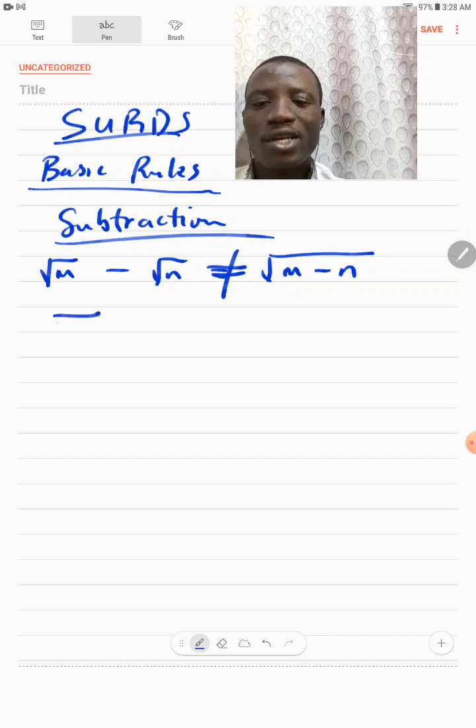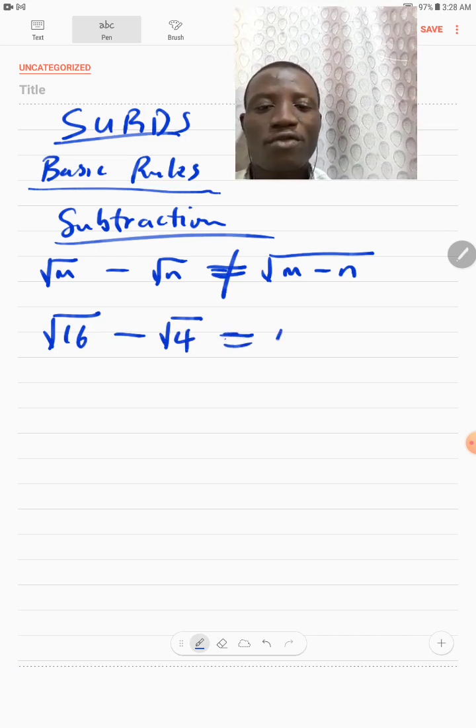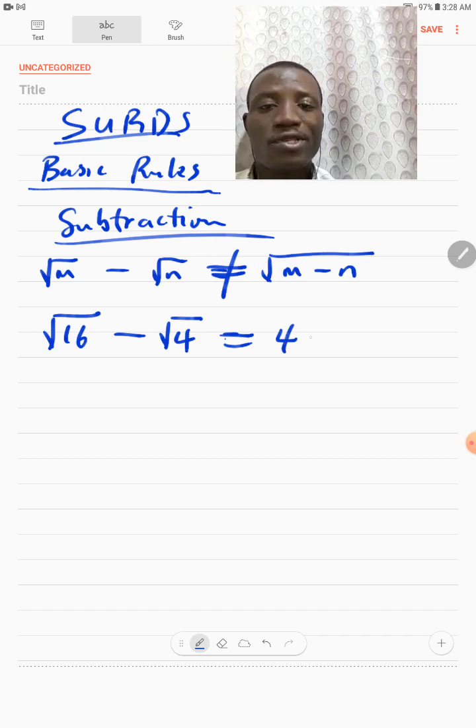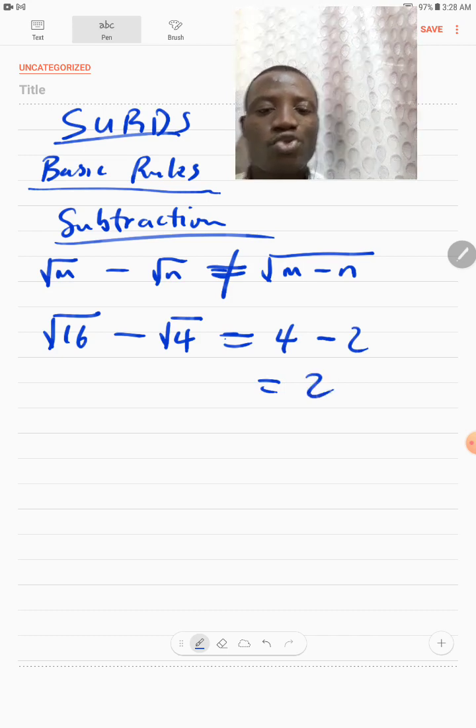And we can actually use the same example, we just switch it around. So we can say root 16 minus root 4. So what will this give us? This will give us 4, that's root 16, minus 2, root 4, which will be what? 2. My answer will be 2.